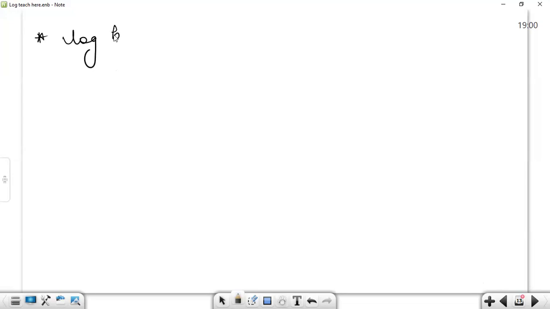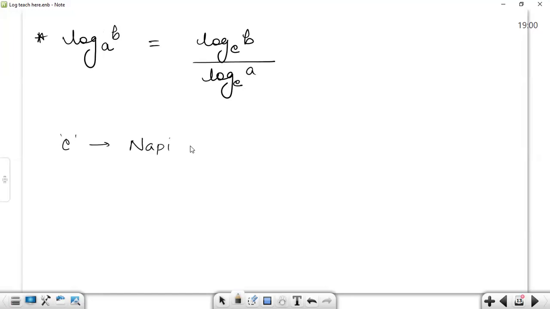Let us say b, logarithm of b to the base a can be rewritten as logarithm of b to the base e divided by logarithm of a, which was the base there. Now it has come as the exponential result to the base e. What is e here? E is Napier's constant.